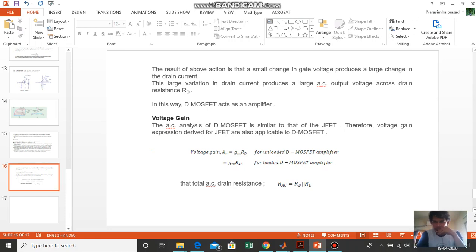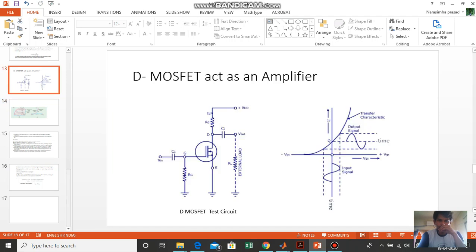And RAC is equal to RD parallel RL. RL is the load resistance, RD is the drain resistance. This is the AC resistance, the total AC resistance available at the output. RAC is RD parallel RL. See here, this is RD and this is RL. RD parallel RL will give us the AC resistance at the output.